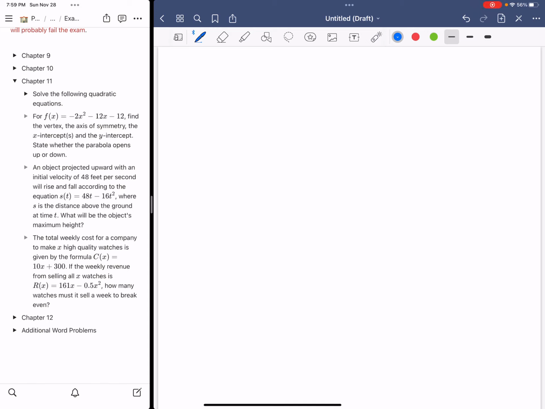An object projected upward with an initial velocity of 48 feet per second will rise and fall according to the equation s of t equals 48t minus 16t squared, where s is the distance above the ground at time t. What will be the object's maximum height?